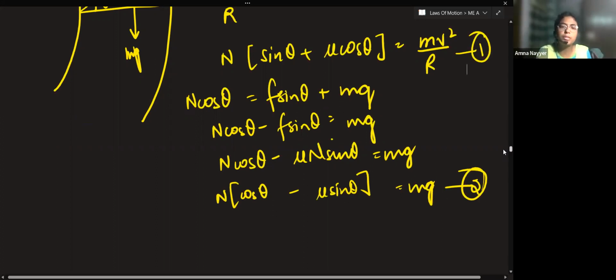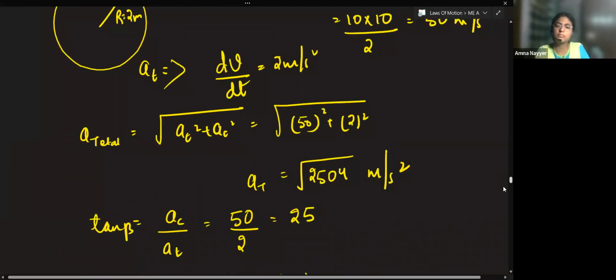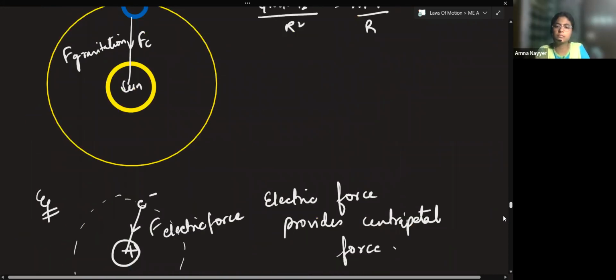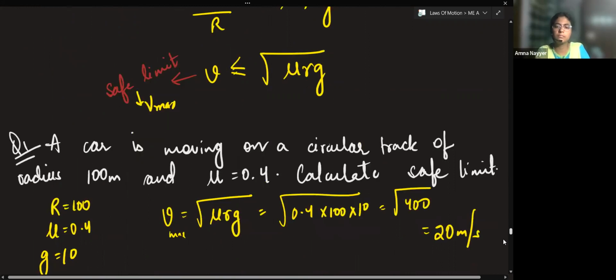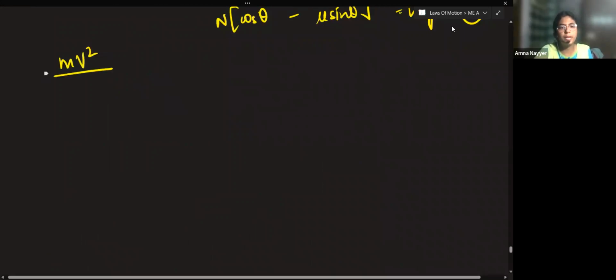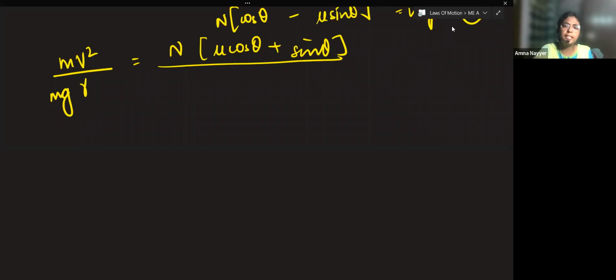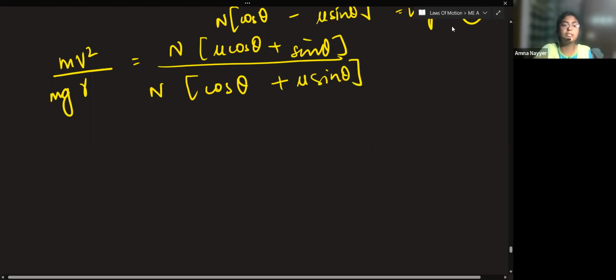Now you divide both of these equations. If you divide these two equations, that becomes mv square by r, and you have mg in the denominator, means v square by rg is the term, that is mu cos theta plus sine theta divided by, here we have n, right now only we had calculated cos theta plus mu sine theta. No, not plus, we had minus, in the second equation.